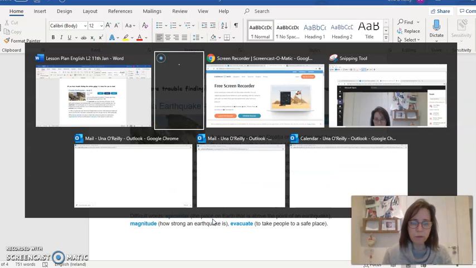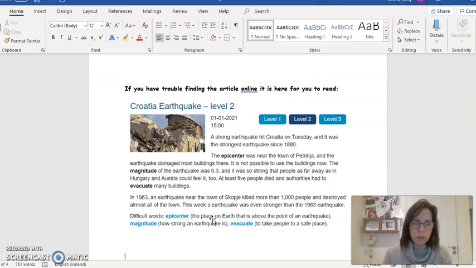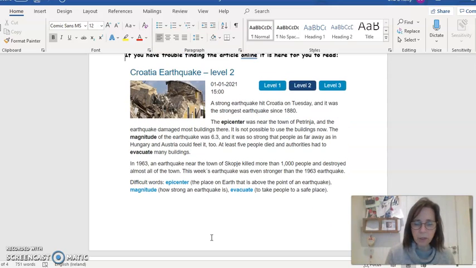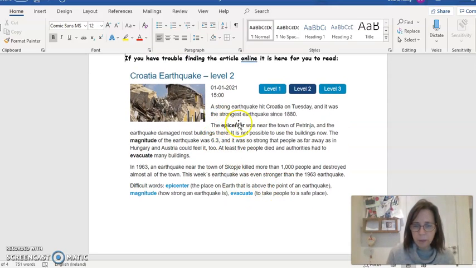I'm just going to do a little flick to see. No, it didn't open for me. It won't always open during these sessions. So you can always read it here if you can't actually open the article on your phone or on your laptop. Okay, so just to remind you, epicenter, magnitude, and evacuate are all highlighted, and then down here the difficult words, it gives you the meaning of each of those words. Okay, so I want you to find two other words to describe what magnitude means.